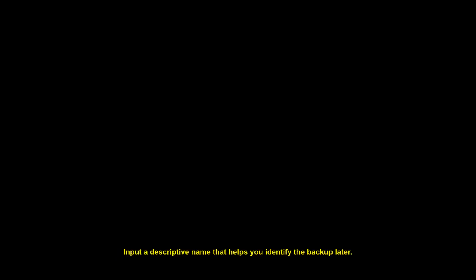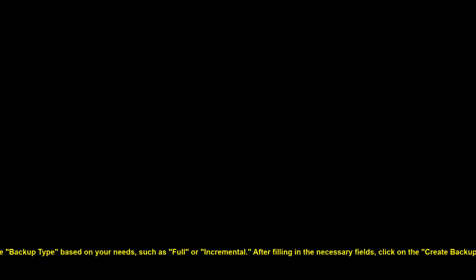Input a descriptive name that helps you identify the backup later. You may also choose to add an optional description for additional context. Select the backup type based on your needs, such as full or incremental. After filling in the necessary fields, click on Create Backup. The backup process will initiate, and you can monitor its progress within the console.